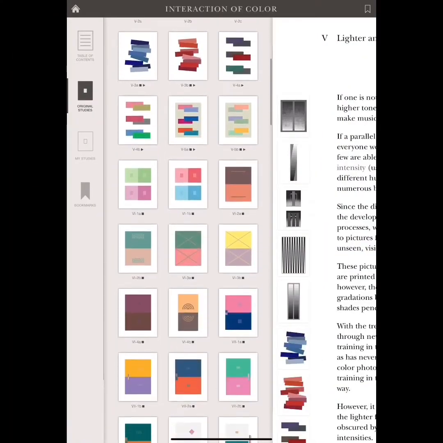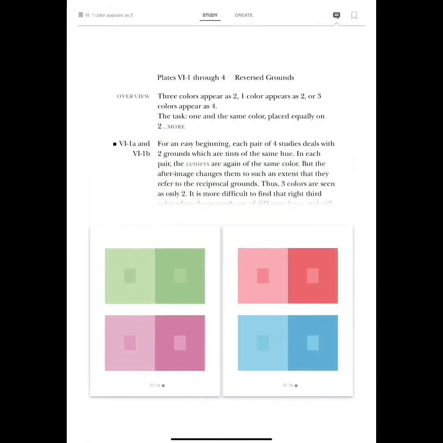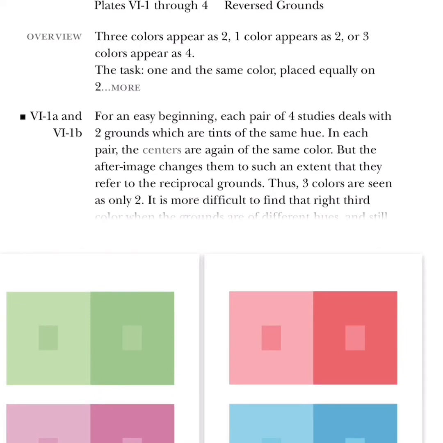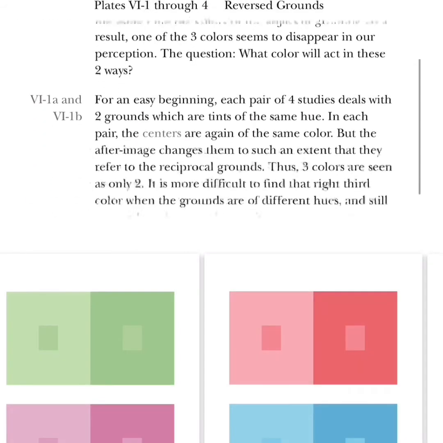Some more exercises. This is where one color appears as two. Let's read here. Three colors appear as two. One color appears as two, or three colors appear as four. The task: one and the same color, placed equally on two grounds of different colors, is to lose its identity entirely, and not only appear as two colors, but repeat at the same time the colors of the adjacent grounds. As a result, one of the three colors seems to disappear in our perception. The question: what color will act in these two ways?